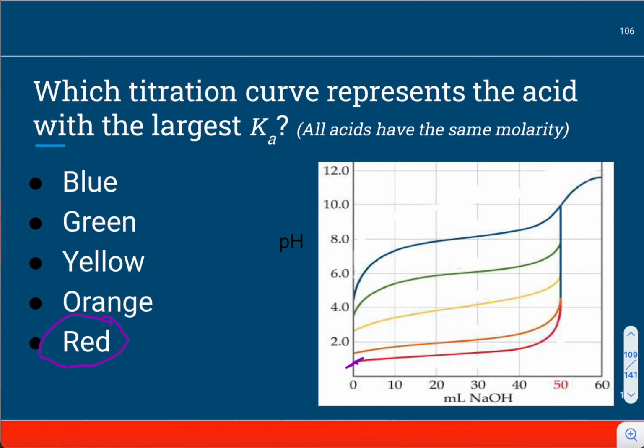So honestly, I would say orange would be okay. But the real answer is you want to say red because we don't think of it as having a Ka, but the Ka is essentially 1. And all the other ones are going to be times 10 to the negative something. So we would say the red one.